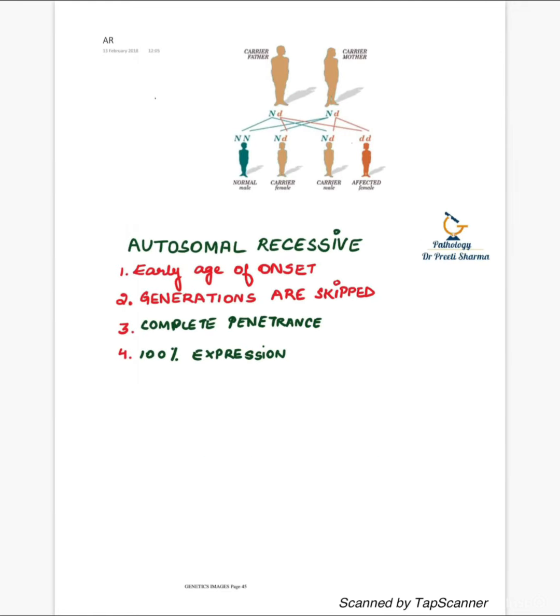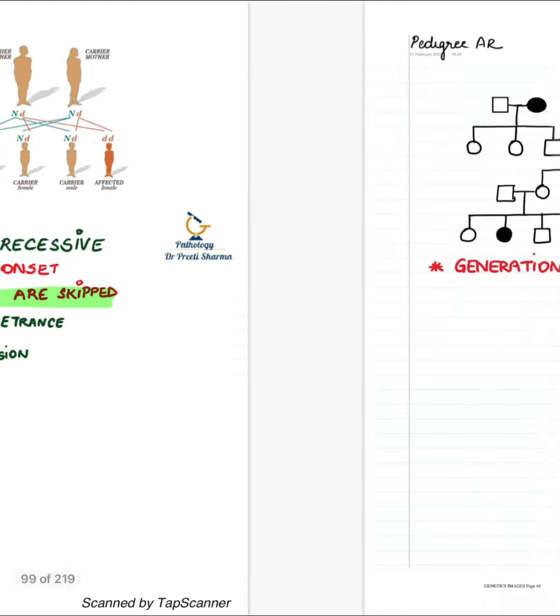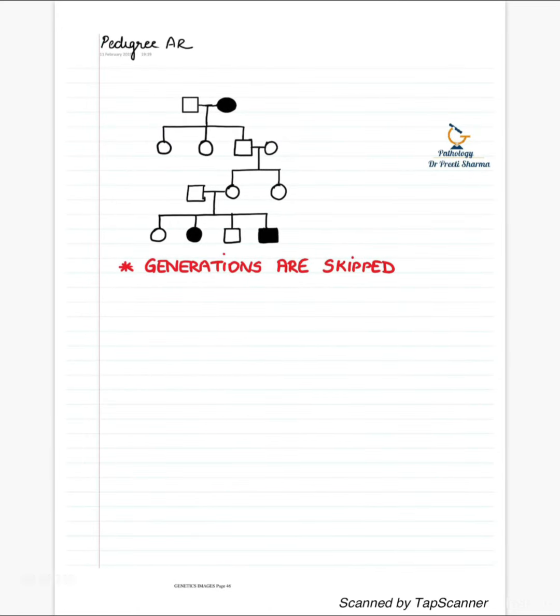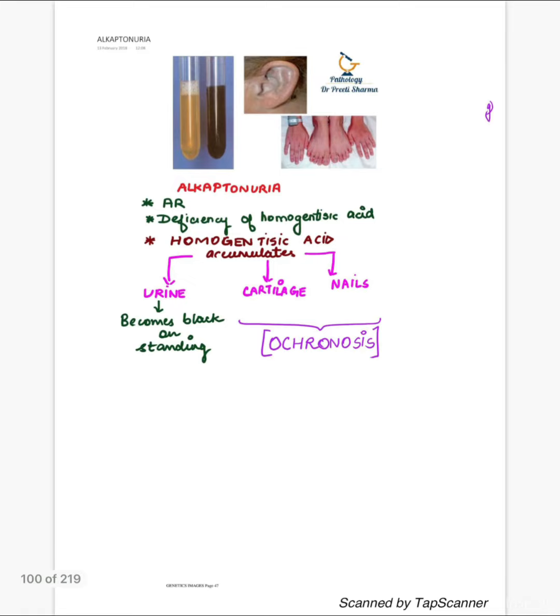Now coming on to the next one, that is your autosomal recessive, guys. In autosomal recessive, first of all the genders are equally affected, and generations are skipped, and there is complete penetrance. Let's see the example. Suppose this is the first generation. So these are the kids of the first generation. Do you see? Generation skipped. No one is affected in this generation, guys. Do you see, guys? Generations are skipped. So this is the autosomal recessive category.